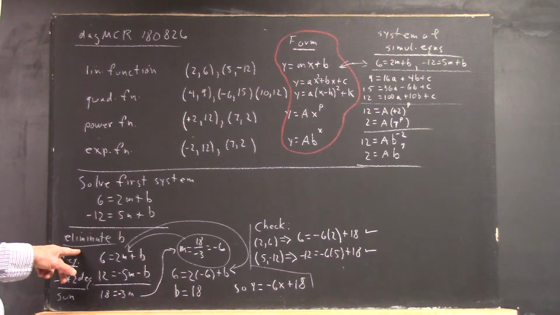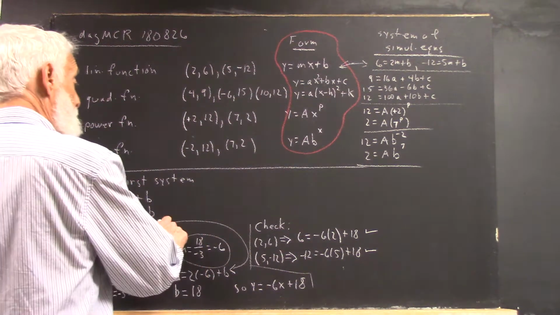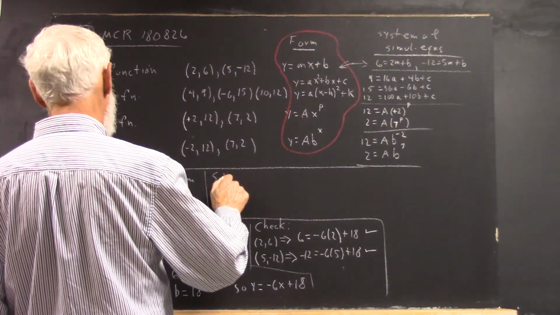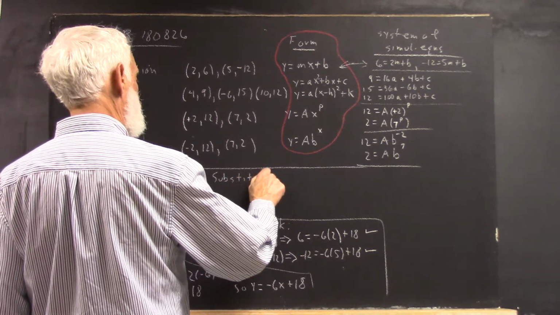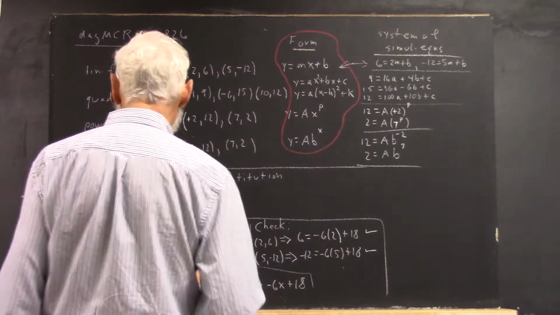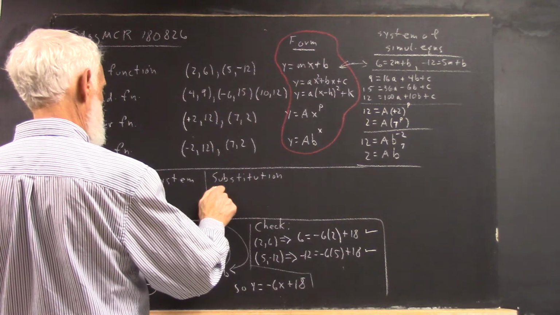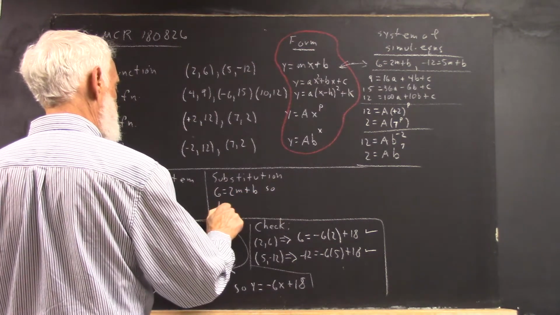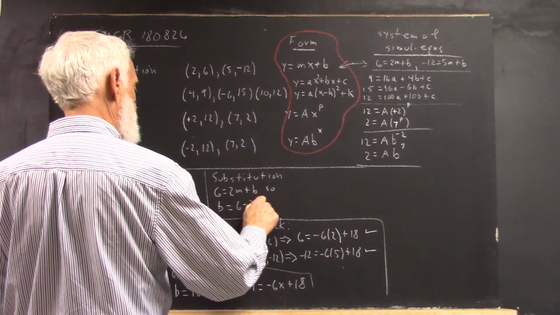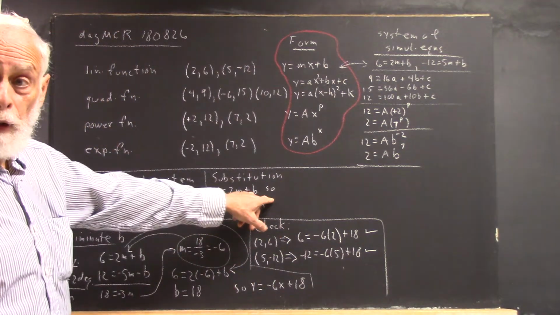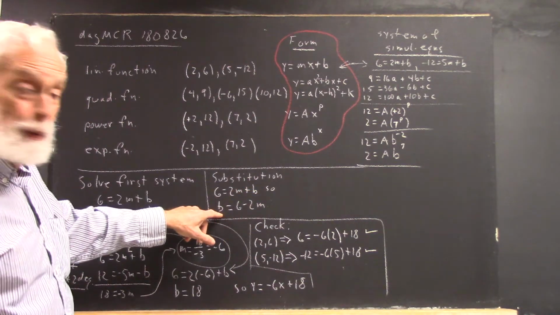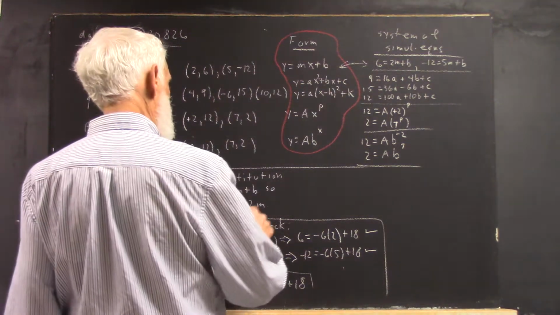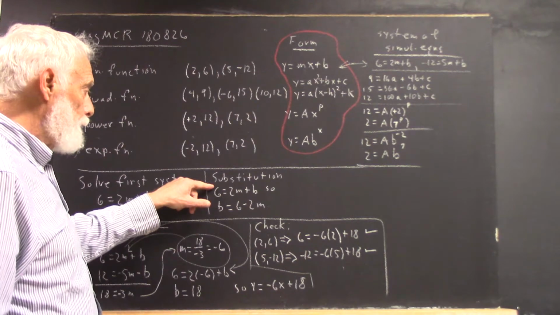So this is elimination. Another method is substitution. Okay? Six equals 2m plus b, so b equals 6 minus 2m. Okay, this came from our first equation.